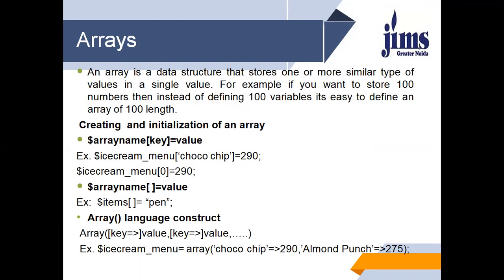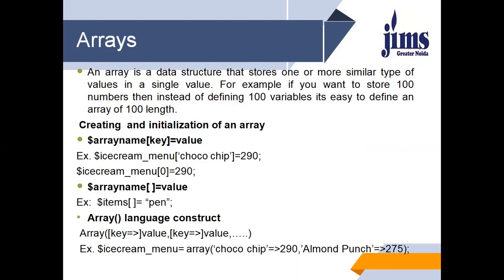An array is a data structure that stores one or more similar types of value in a single value. It's a collection of related values stored under a common name. Examples of array could be list of items, marks scored in each level of a game, or monthly sales of a product. If you want to store 100 numbers, then instead of defining 100 variables, it is easy to define an array of 100 length.